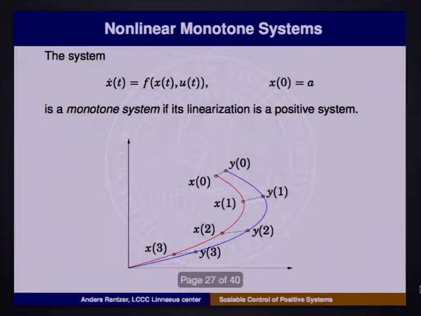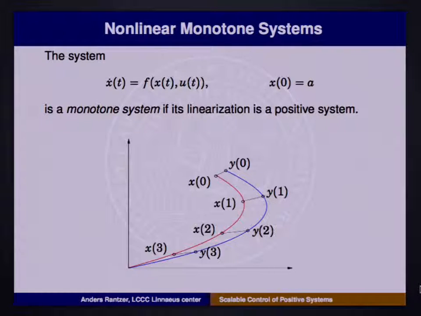So what is then a nonlinear monotone system? Again, we will look at the state realization. So x dot is a function of the state and the input. And we say that this is a monotone system if the linearization is a positive system for every linearization trajectory.